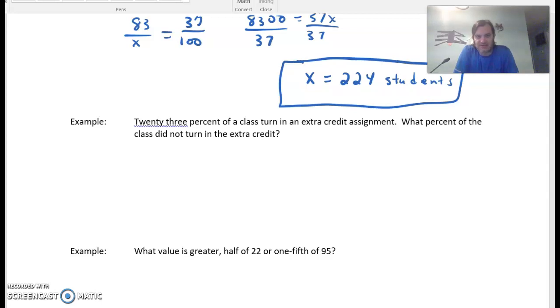Hey, it's Mr. Allred, and this is a continuation of the percent worksheet and notes we were going through.